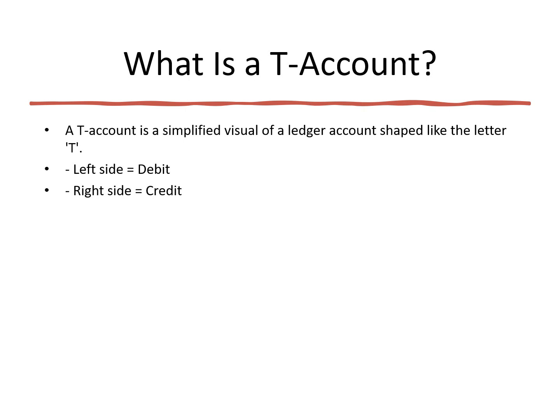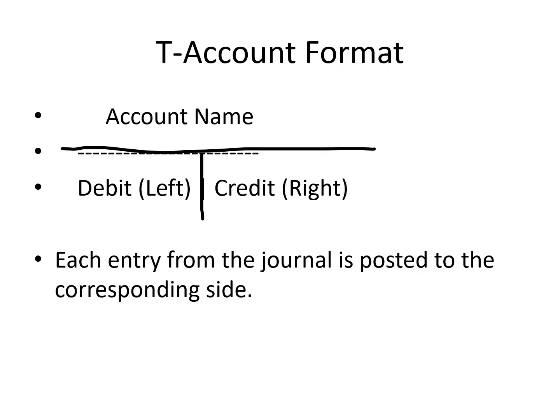To make posting easier, we use something called a T account. It's shaped like the letter T, super visual, super useful. The left side is for debits and the right side is for credits. Here's what the format looks like. You write the account name at the top, draw a big T, label the left side with the debits and the right side is for the credits. Then you take each journal entry and post the amounts to the appropriate side and the correct account. And also, don't forget to include the dates.